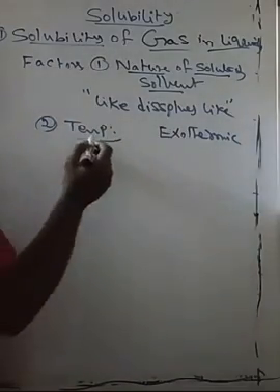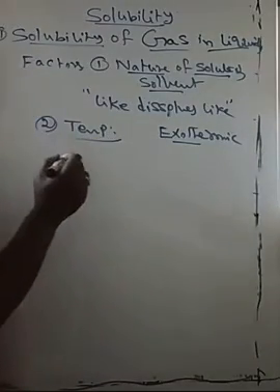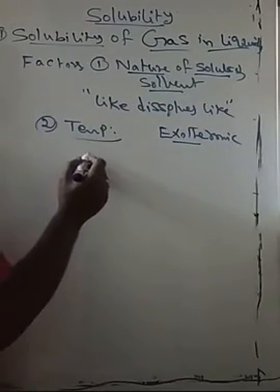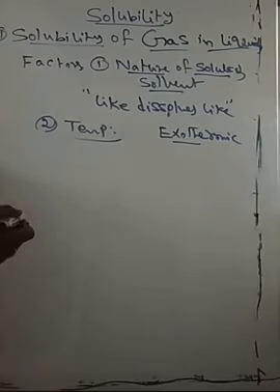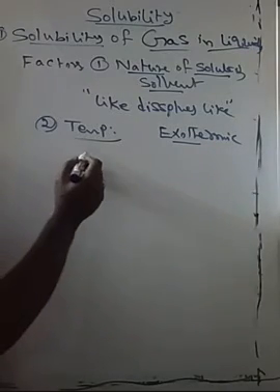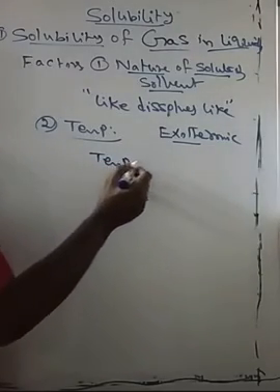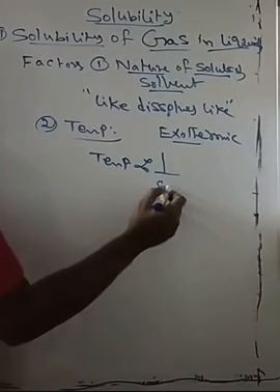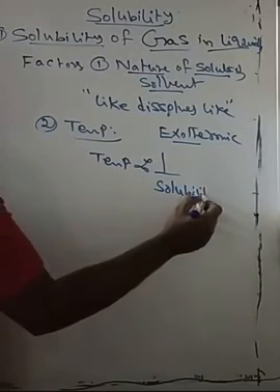So, it is an exothermic process. According to Le Chatelier's principle, what happens here? If the temperature increases, the solubility decreases. That is why temperature and solubility are always inversely proportional.